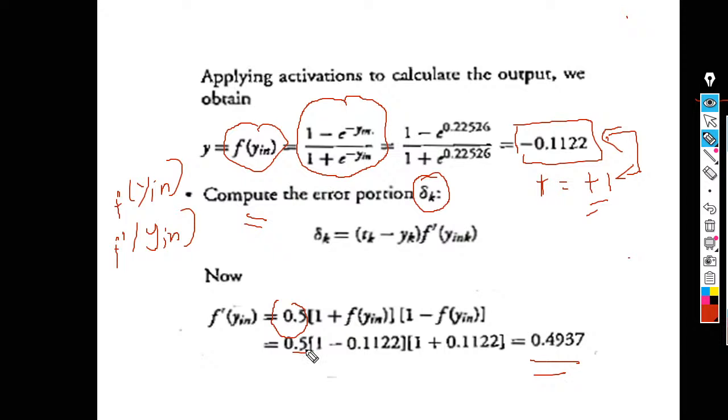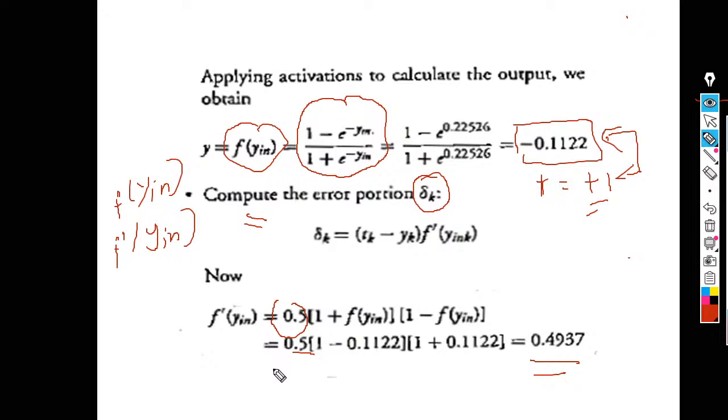So we got the derivative f dash of y in as 0.4937, right? We will use two different functions: one is the unipolar sigmoidal function and one is the binary bipolar sigmoidal function, and for both you have a different f dash of y in. So try to remember that formula.